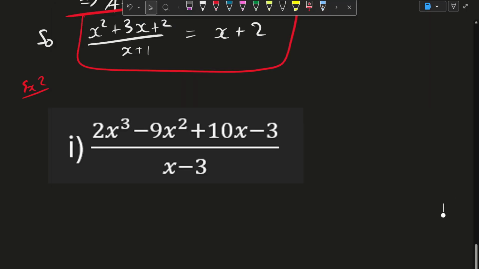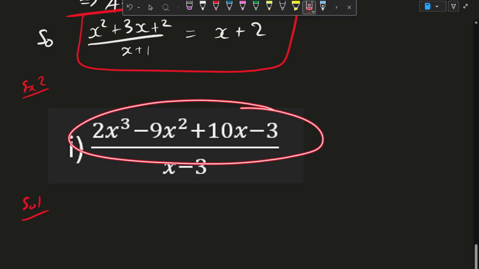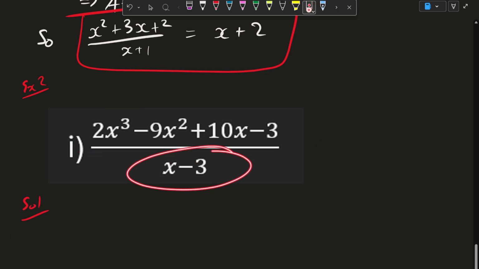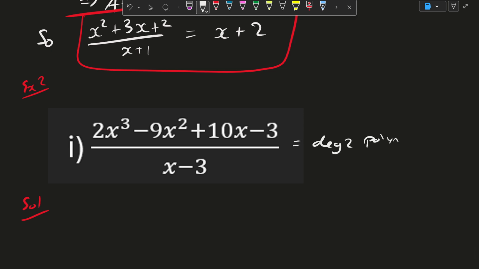Okay, this is the second example. This one is slightly trickier, but definitely one that a lot of students should be able to do. So we're going to use the exact same method as before, using the degree method. So what we can note is that we have a degree 3 polynomial on the top and a degree 1 on the bottom. That means the answer it's going to spew out is going to be a degree 2 polynomial.